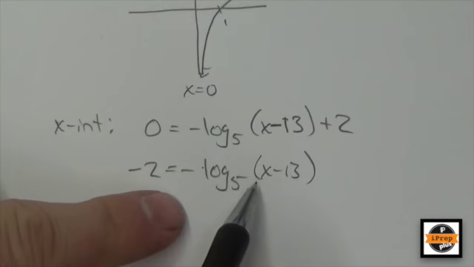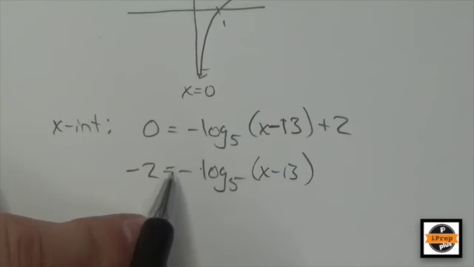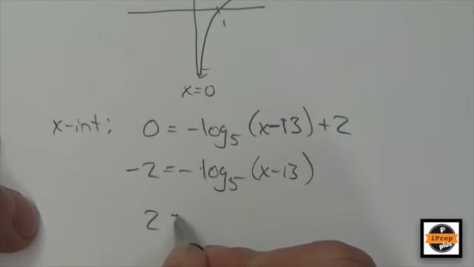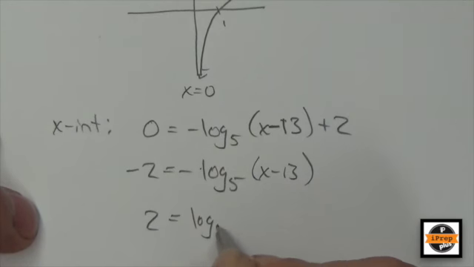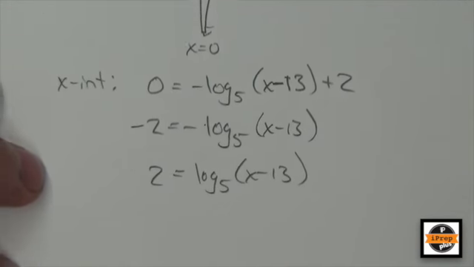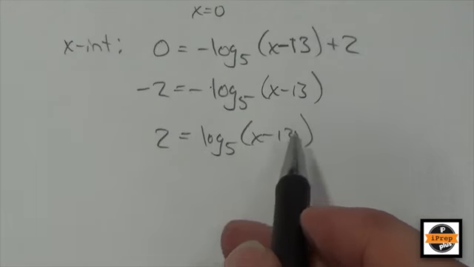Now I want to move my way in towards the x here. I've got a coefficient though, a negative coefficient, so I'm going to bring that over to make that positive 2 log base 5 of x minus 13. Okay. Now I've got the logarithm isolated here.